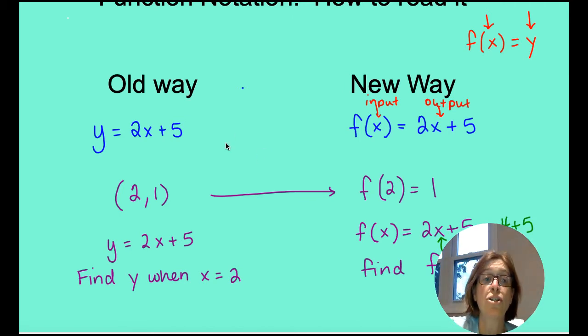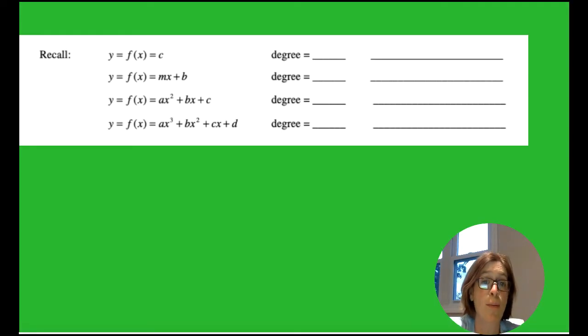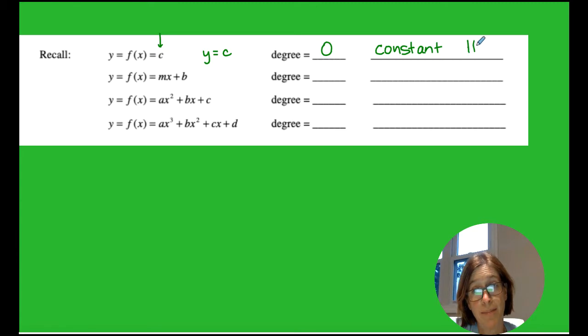All right, so let's talk a little bit more about that. Okay, so I just gave you some general functions. Y equals f of x equals c. So c in this case is a constant. So normally it would be written as y equals c, which is a degree 0 polynomial, and it is a constant function, which means it's a horizontal line, okay, a horizontal line.